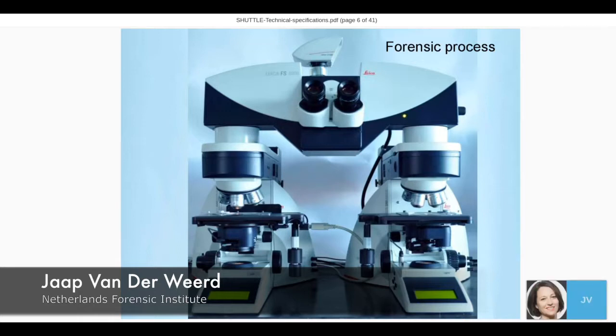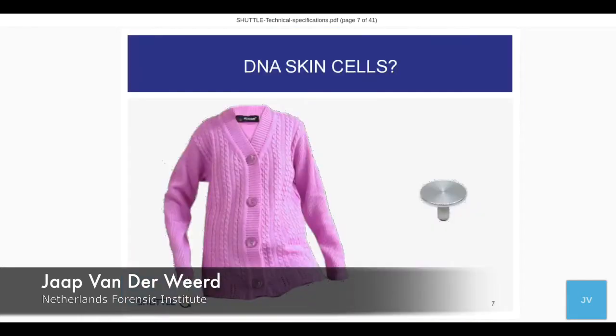Look at the screen. You can still see the images. So the most important thing is still there. But looking at a garment, the garment I showed you before.